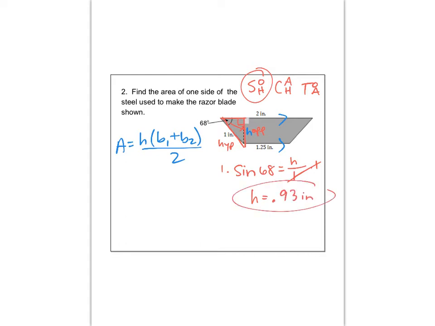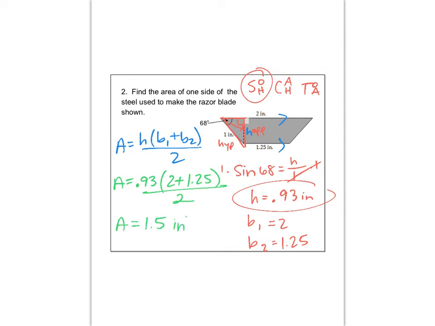Do we have both of the bases? Well, one base is 2 and the other base is 1.25. I think we have everything we need to solve this problem. So area equals the height, which is 0.93, times parenthesis 2 plus 1.25, which are the two bases, and then divide by 2. Type all of that into your calculator and you get approximately 1.5 inches squared.